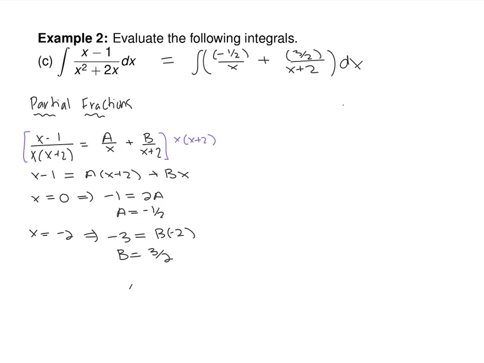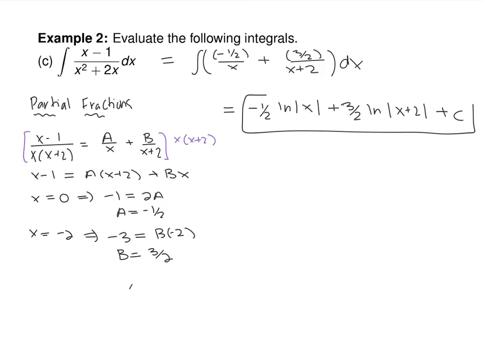But the reason the form on the right is more useful is you actually know how to anti-differentiate each of those pieces. The first one will be negative 1/2 times the natural log of absolute value of x. And the second one will be 3/2 times the natural log of x plus 2, and then plus some constant c. There are various ways to use rules of logs to possibly simplify that more. We're not going to go there. This is good enough.